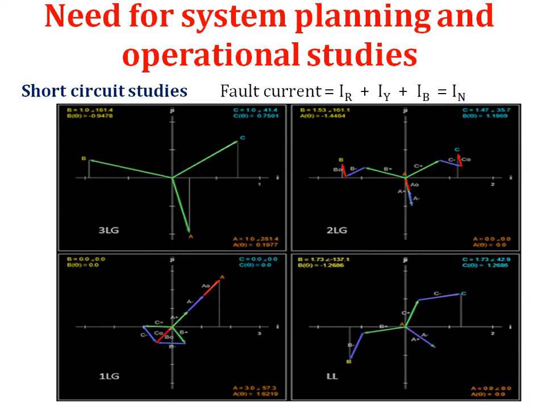Need for system planning and operation studies. In the component element of the fault current, for example, positive sequence component, negative sequence component, zero sequence component. In short circuit studies, fault current IR plus IY plus IB is equal to IN. It will be represented for the magnitude and phase angle in the power system in a three-phase circuit.